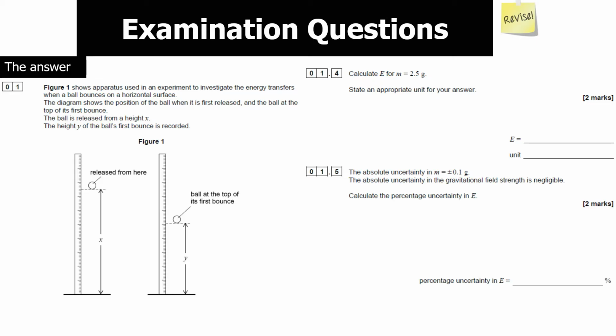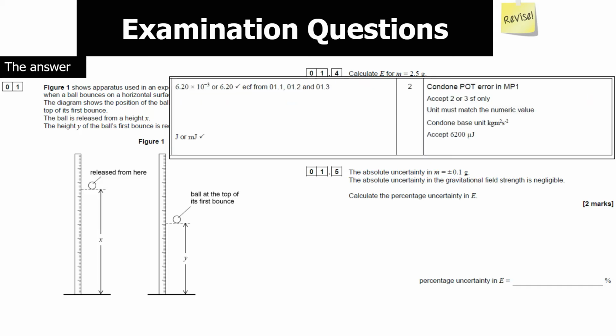Right, in this first one, we know that E is energy. So first of all, we want our unit of energy to be in joules. Now we know the equation has been given to us. It's mg h d, where h d is going to be x minus y mean. So the first thing we need to do is just work out all the values through. So we'd work it through to be 6.2 times 10 to the minus 3 joules.